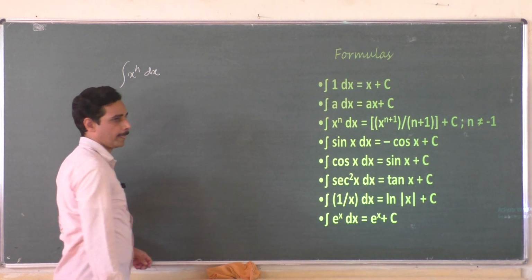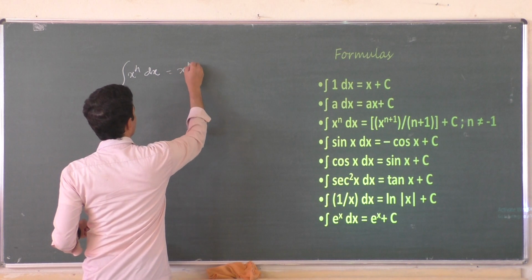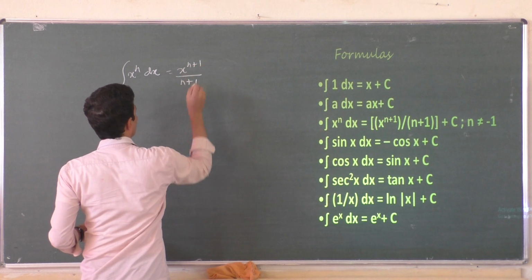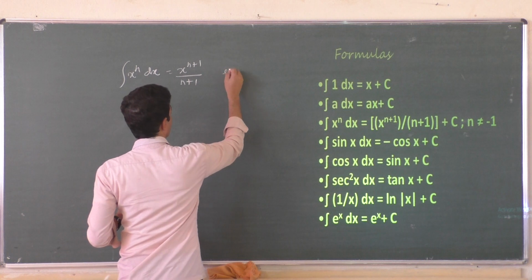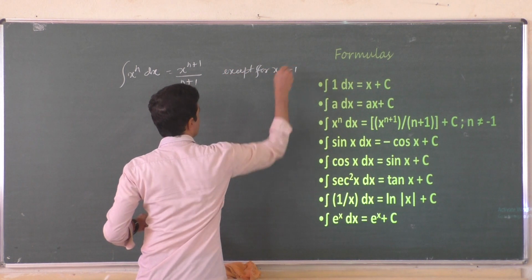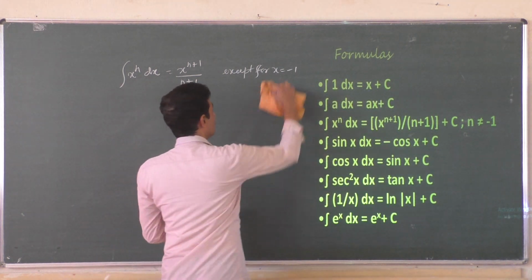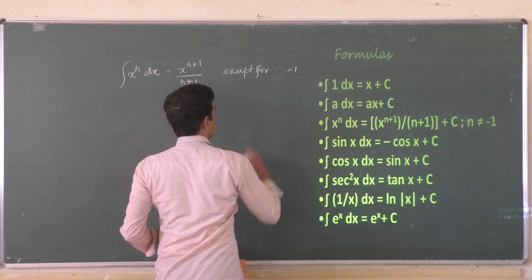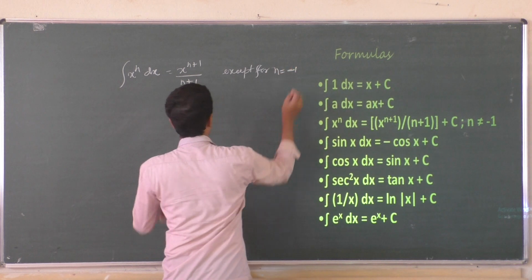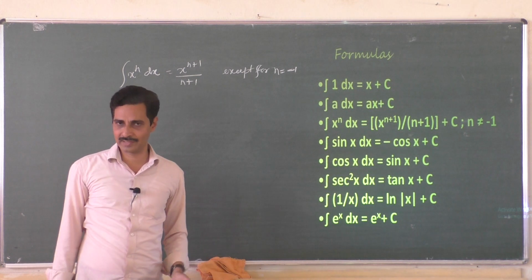The integration of x to the power n is x to the power n plus 1 by n plus 1, except for n equal to minus 1. If n is equal to minus 1, then for all other values you can apply this formula. For n equal to minus 1, the integral is ln x, that is, log x.